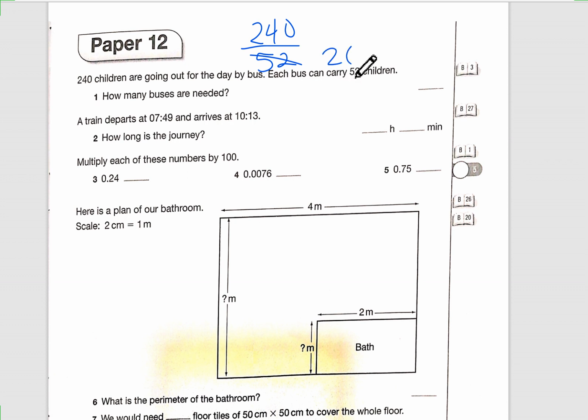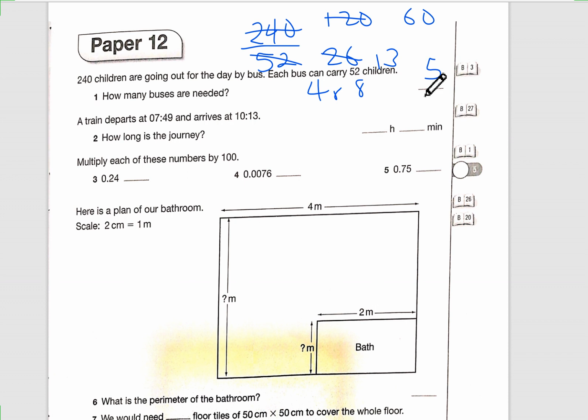Okay, 2 here, 26. 2 here, 120. 2 here, 13. 2 here, 60. 13 in 60, that will be 4, remainder 8. So it means 4 buses will be used, but the 8 children will be in another. So what we need to do is, this is more than 4, so it's a total of 5 buses.